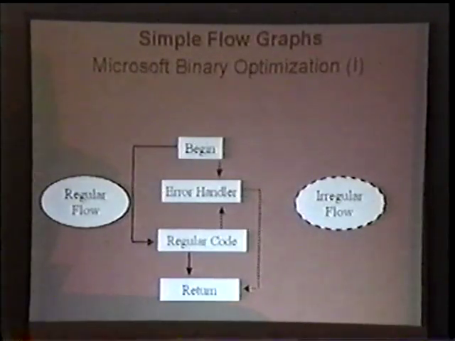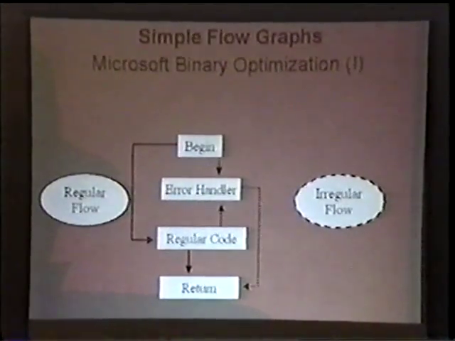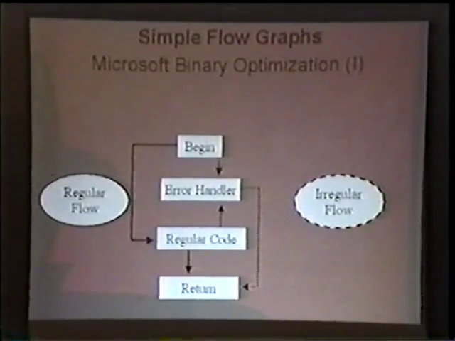Now, a regular function would be a continuous block of memory. Like in this case, we have begin up at the very top, then some error handler, which is usually not executed but skipped. Then you have the regular code of the function and then the return. Now, you see in those dashed arrows that normally these branches don't get taken. Like in normal operation, only the regular flow will be executed.